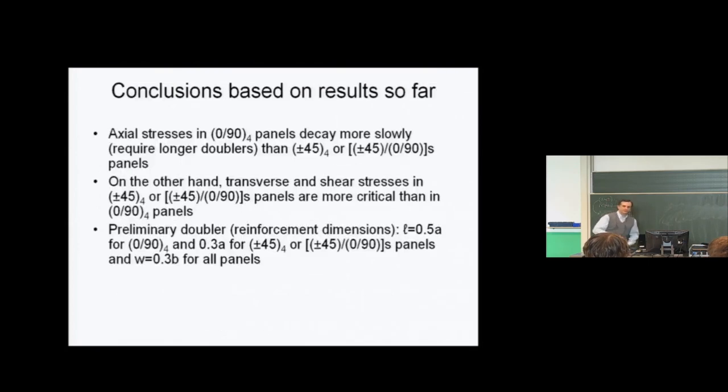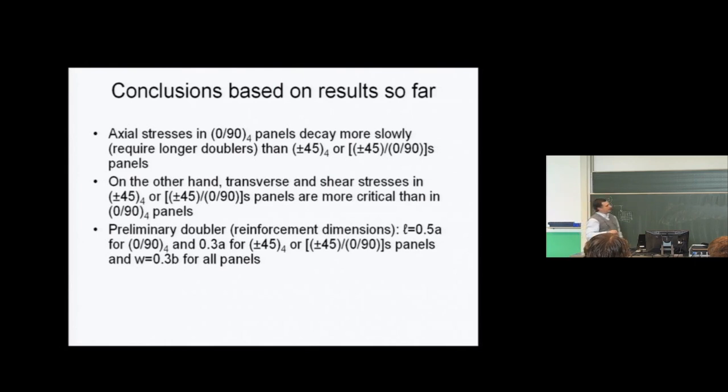If I'm taking all this now as a reasonable, good indication of the first sizes that I would need for reinforcement, I can summarize my conclusions that axial stresses in the 0.94 panels decay more slowly, so they would require longer doublers, while the other two faster. We just saw that. But the transverse and shear stresses in these plus or minus 45.4 and the plus or minus 45.090, the quasi-isotropic panels, are more critical in terms of the peak values.